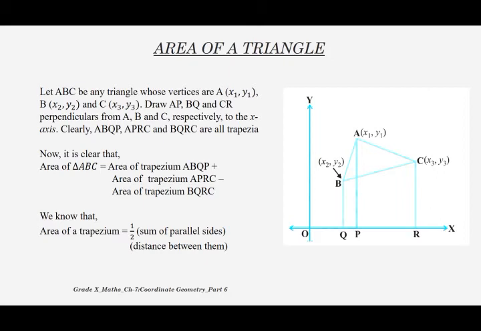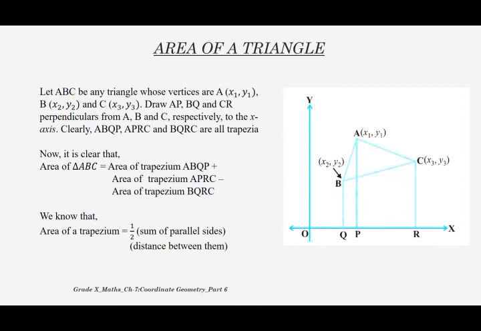You also know how to find the area of a triangle if the length of the sides are given by using Heron's formula. Now, if 3 coordinates are given, how do we find the area of a triangle? For this, first let ABC be any triangle whose vertices are A (x1, y1), B (x2, y2) and C (x3, y3). We'll draw AP, BQ and CR perpendiculars from A, B, C to the x-axis.